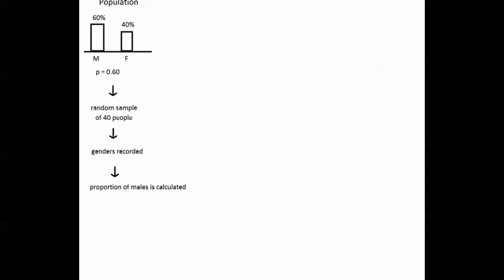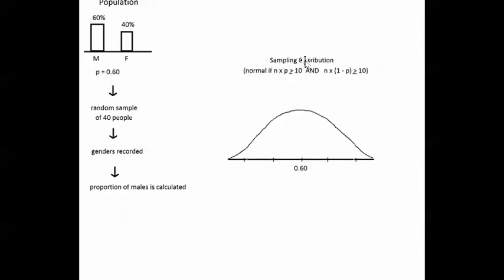So in this situation right here, the population is 60% male, so the population proportion is 0.60. I'm taking a random sample of 40 people. I'm recording the genders of the sample, and I'm calculating the proportion of males in the sample. When a sample proportion is being calculated, the sampling distribution is normal if n times p and n times 1 minus p are both at least 10, and that is true in this situation. So the sampling distribution is normal, and the population proportion is at the center, which means I can make use of the normal distribution to find the margin of error.